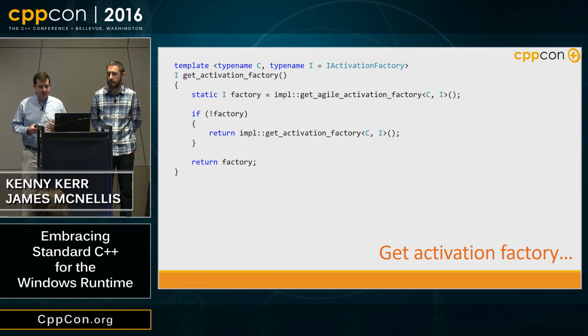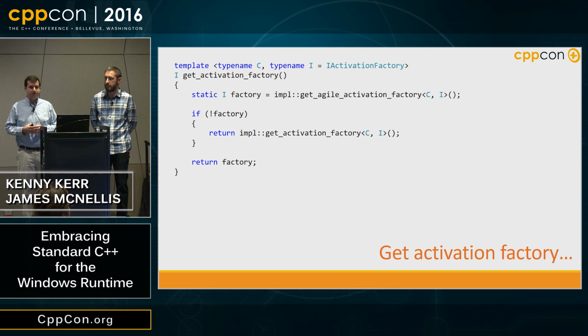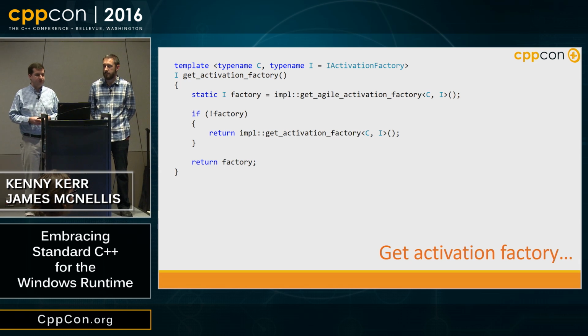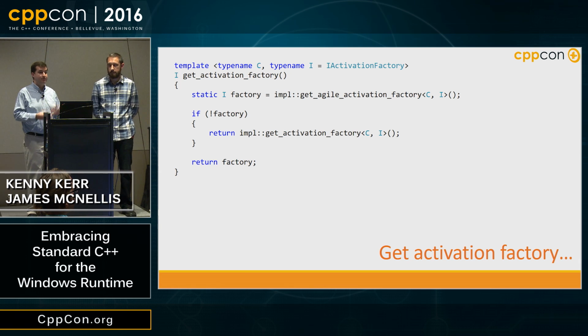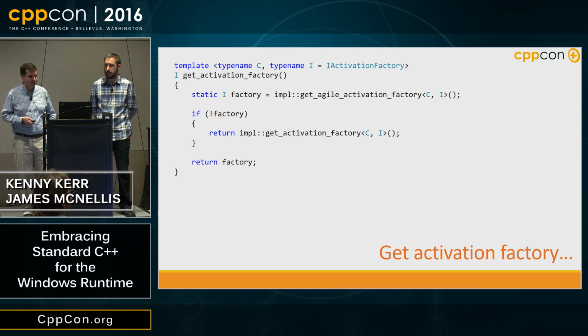So in the Windows runtime, some objects are agile, so they can be used from any thread once you get it. Some objects are not agile, so you can think of a button as bound to the UI thread in which it was created. And so if the activation factory for the type is agile, then we cache it in a magic static variable. If it's not, then each time we'll have to go through and query for the activation factory.